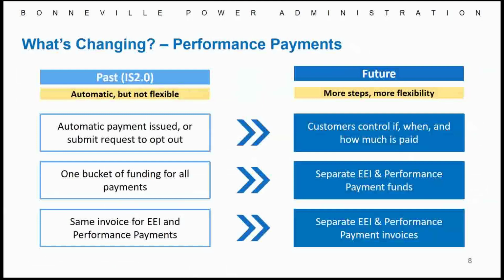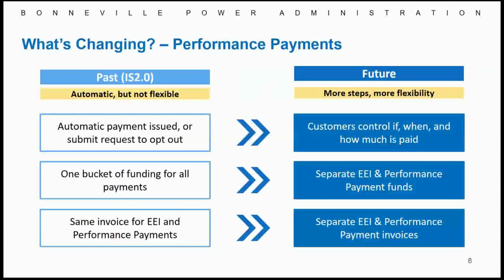Next slide. Now, in the case of performance payments, we also have a shift that's more flexible, but is a little bit different. Currently, I can't get over currently, IS2 is no longer, but in the past, it was an automatic addition to your invoice unless you were opted out and you submitted a performance payment form that said you did not want it or you wanted a lesser amount. Also, it's all one bucket of funding. EEI, you submit it, you don't have to break it into multiple buckets. And again, this all happened on one invoice for EEI and performance payment.